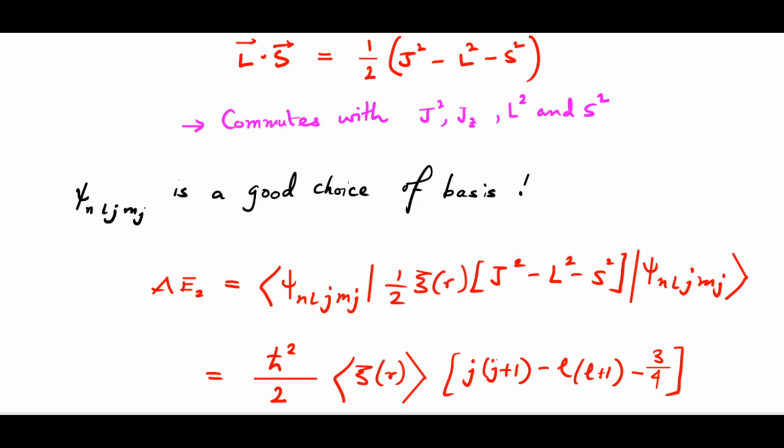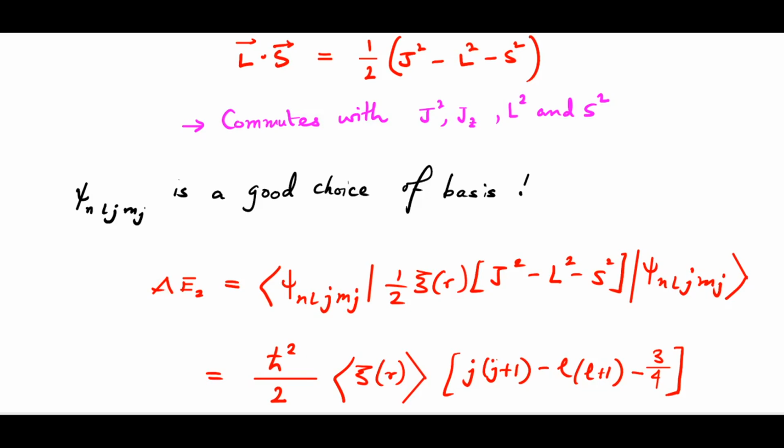first order energy correction due to the extra piece of the Hamiltonian H2 prime. So this is our delta E2, the second piece in the correction. Now delta E2 we can figure out simply by taking the expectation value of half xi r times J square minus L square minus S square. This of course is H2 prime in the state psi n, L, J, Mj.